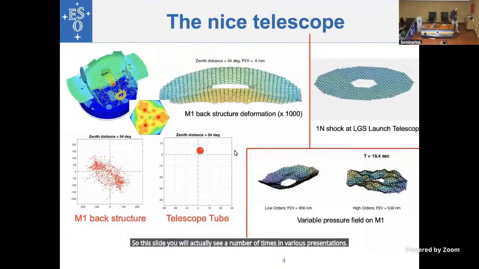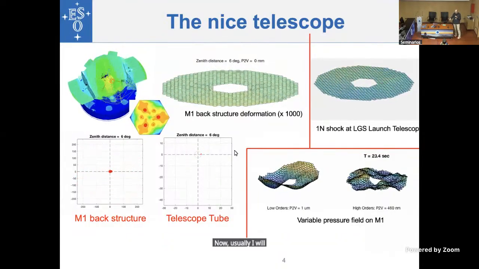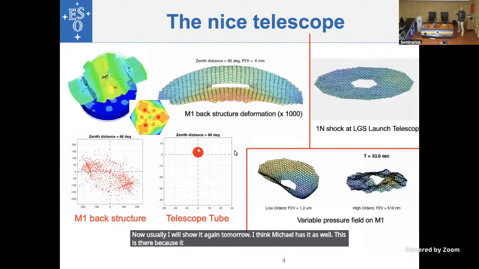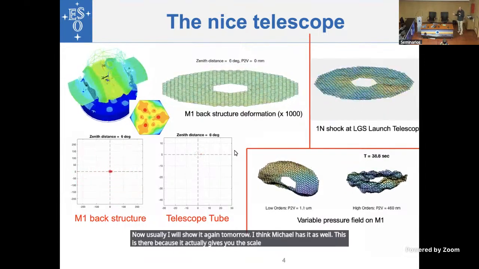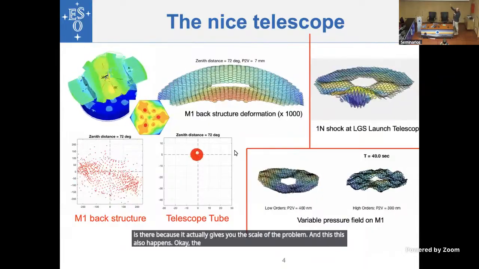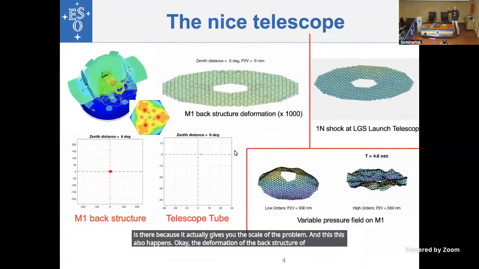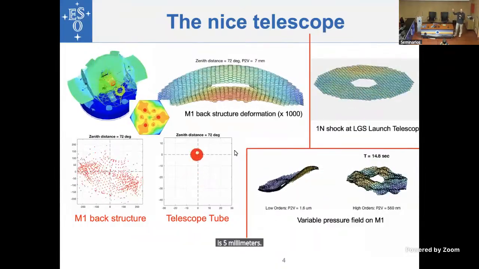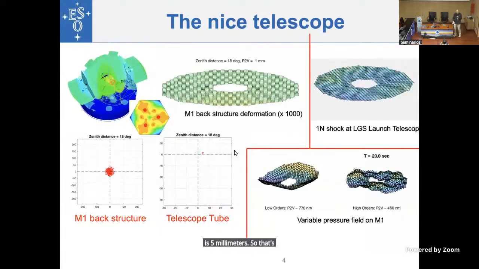Okay. So this slide you will actually see a number of times in various presentations. I will show it again tomorrow. I think Michael has it as well. This is there because it actually gives you the scale of the problem. And this also matters, okay? The deformation of the back structure of the M1 is 5 millimeters. Okay? So that's what's actually moving under your M1.